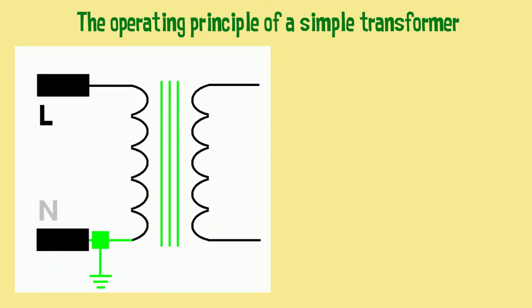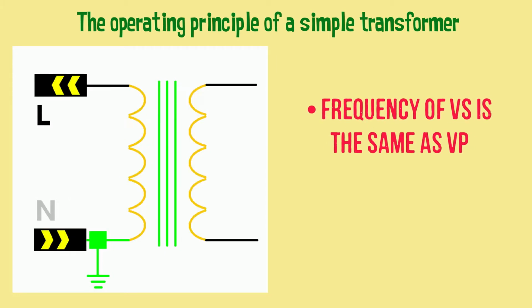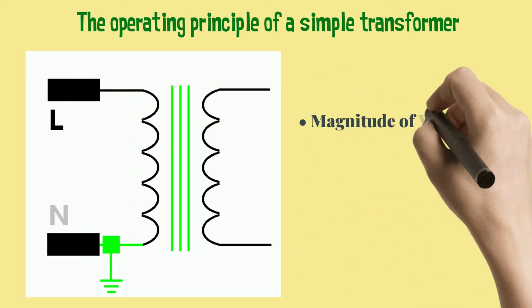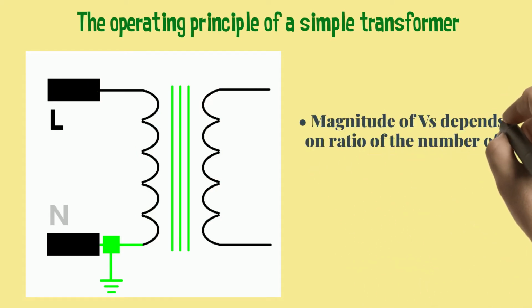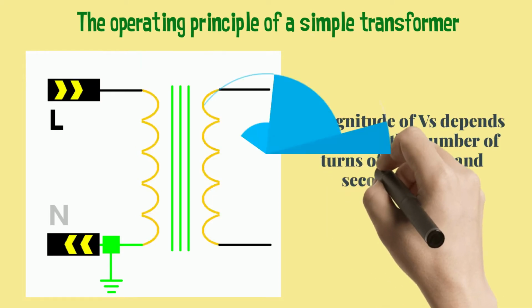The frequency of the secondary voltage Vs is the same as that of the primary, but the magnitude of the secondary voltage Vs depends on the ratio of the number of turns of the primary and secondary coils.